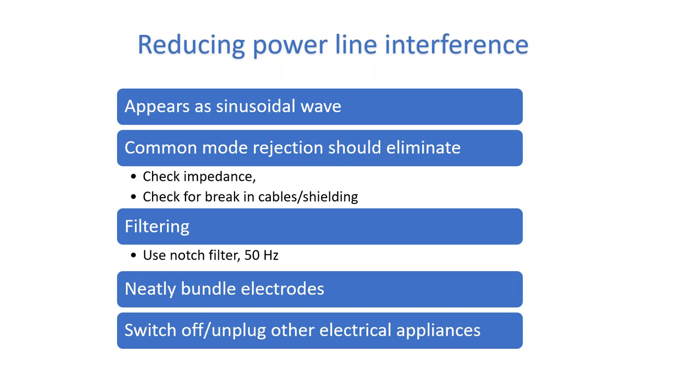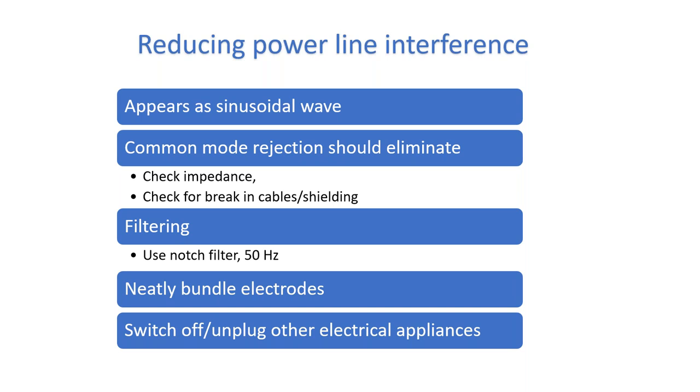So how do we reduce the power line interference? I think all of you are familiar with this power line interference, which is more like a sinusoidal wave. Generally the common mode rejection takes care of it, as long as we have low impedance and balanced impedance. So make sure you check the impedance and that it is balanced, and check for a broken cable or shielding if power line is generally interfering. If the electrode impedance is good, there is no broken cable, nothing, and you still have power line interference, then the option is to use a notch filter.